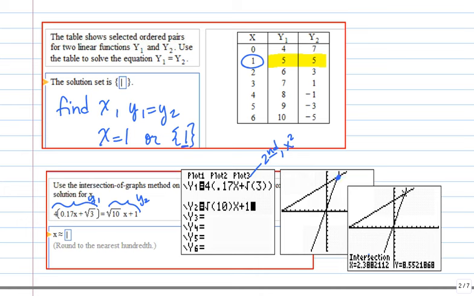To find the intersection, you're going to do second trace 5 and enter first curve, second curve, and guess, and this is your intersection point. So the x value is the solution of the equation. To round it to the nearest hundredth, which is what my math lab says to do, it would be 2.39 would be the x value that solves that problem.